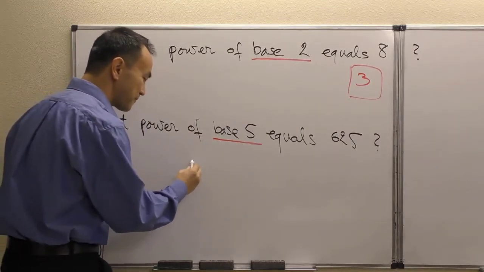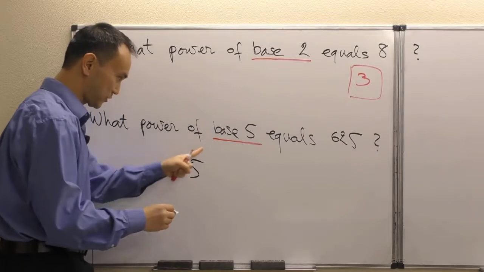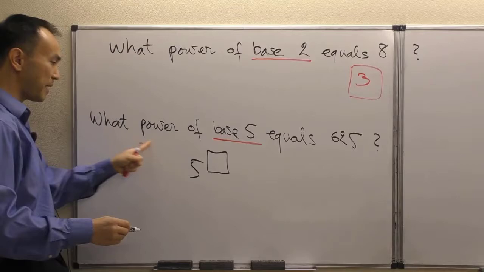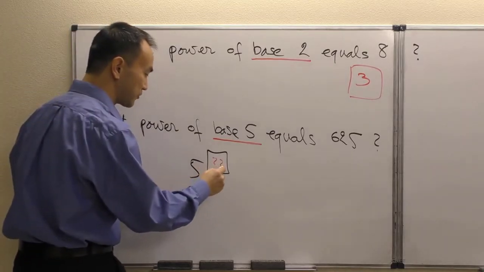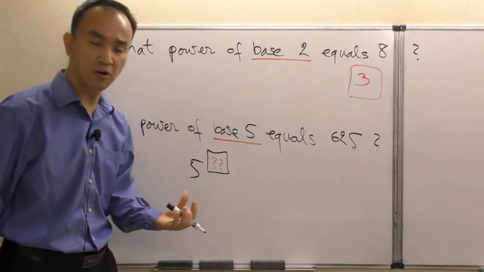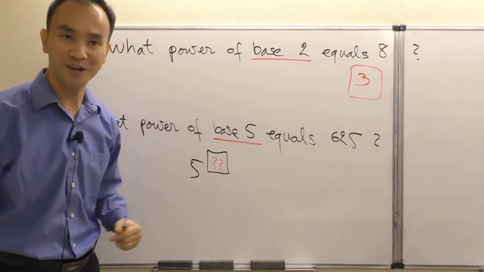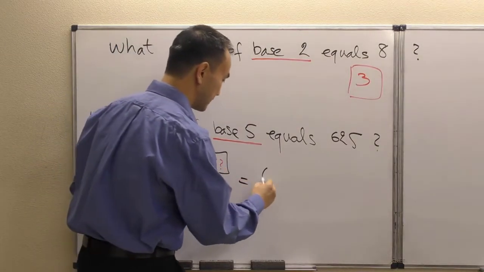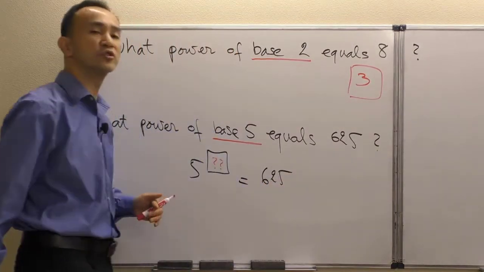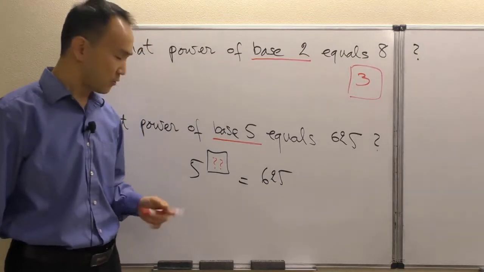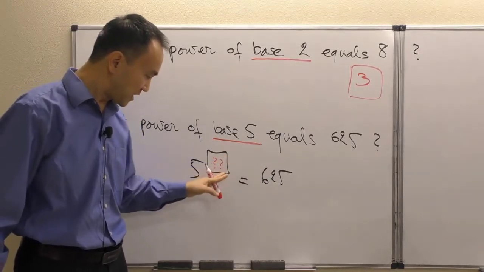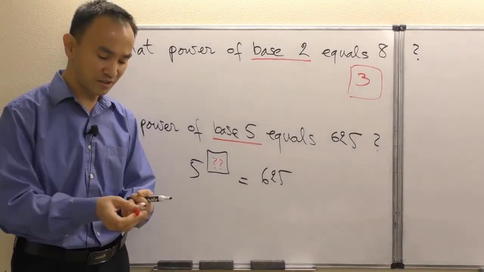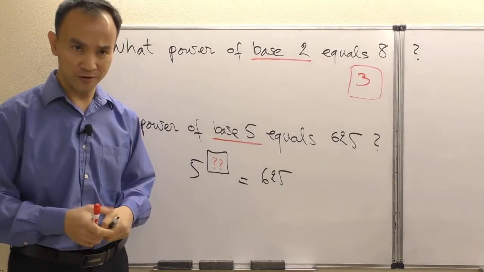So base 5, as underlined right here. We are already given base 5, but we're looking specifically for what power. Right now, that box as the power is the unknown. I'm leaving it empty with the question mark in there. What power of base 5 equals 625? And again, I don't think anyone would need a calculator for this.